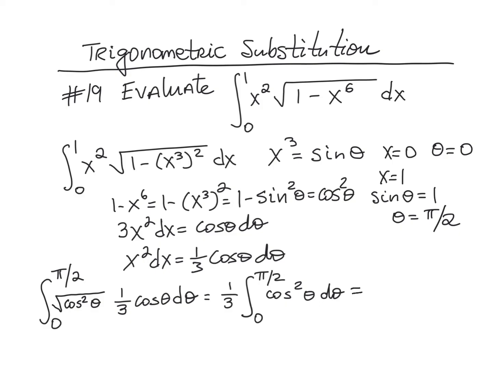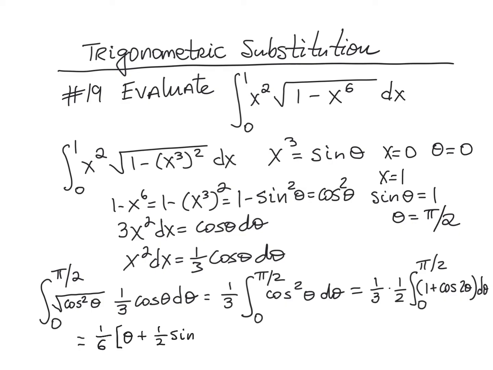We're going to use a trig identity to evaluate this integral. Cosine squared is 1/2 times 1 plus cosine of 2 theta, integrated from 0 to pi over 2. And so this is equal to 1 over 6 times the integral of 1, which is theta, plus the integral of cosine 2 theta, which is 1/2 sine of 2 theta, evaluated from 0 to pi over 2.